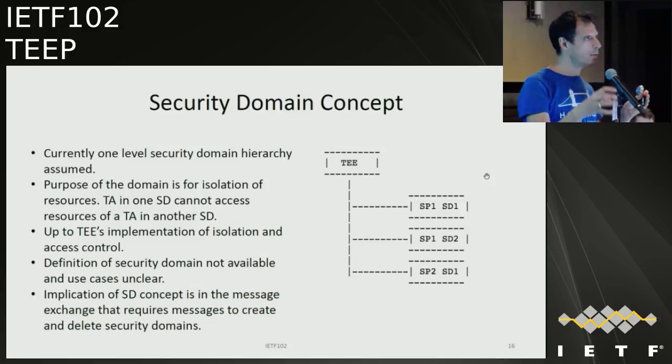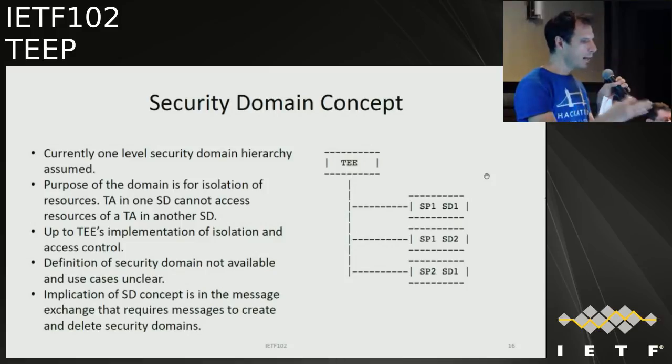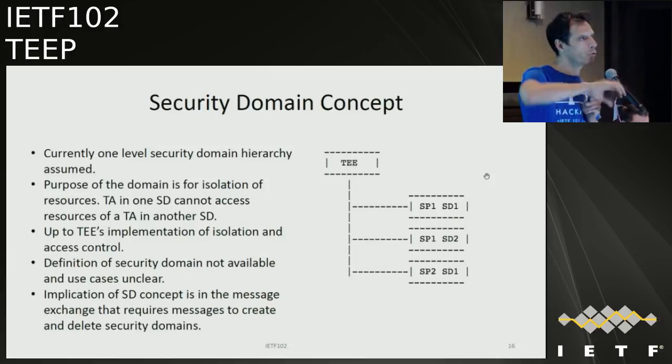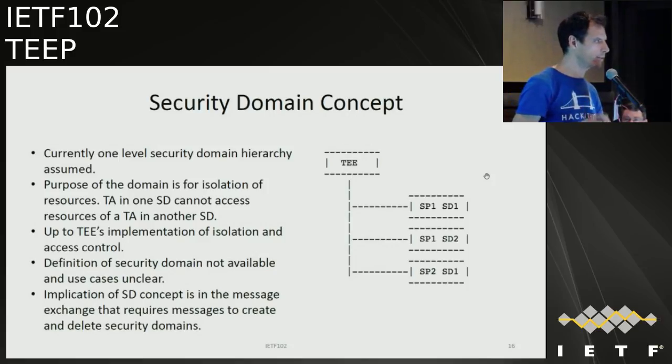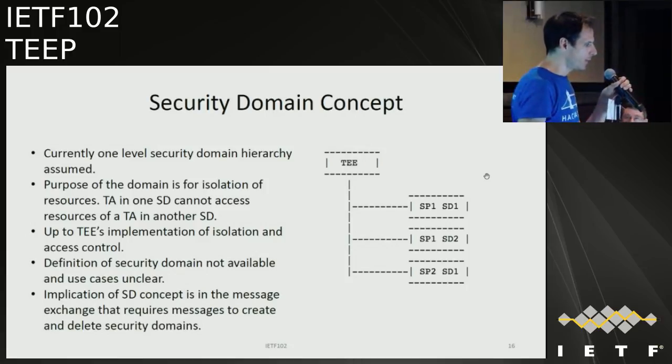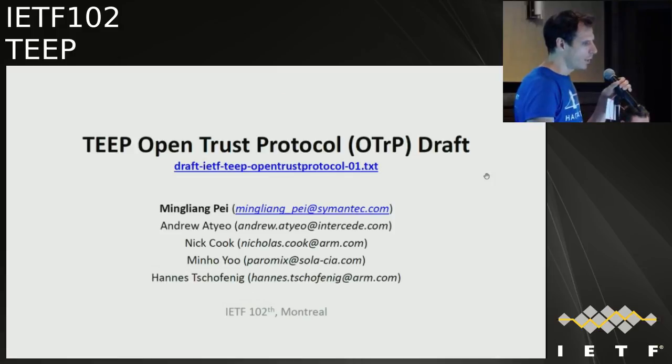And there are messages that allow you to create those security domains and then put the trusted applications in there. So the question that came up is, in most cases there is just one trusted application per security domain, so what is the implication on the protocol exchange? Can we actually get away with not always having to go through a separate security domain establishment when you just want one application per security domain, as is the case in some technologies? That's something that we still have to struggle with. And that's it.